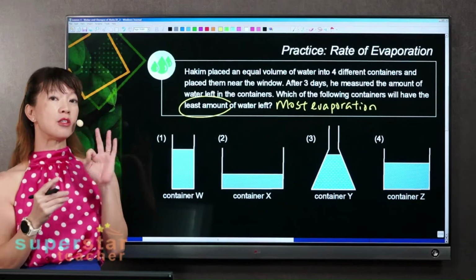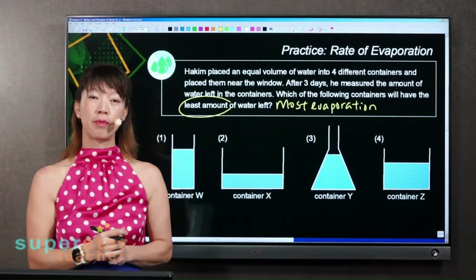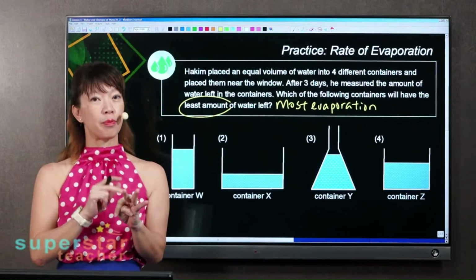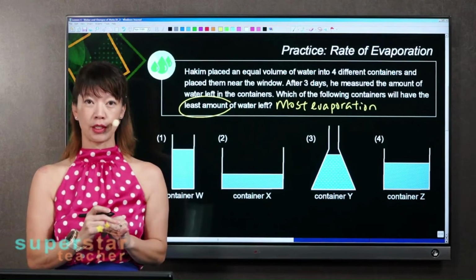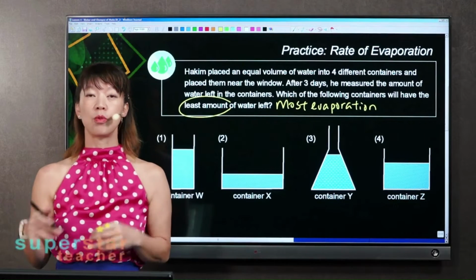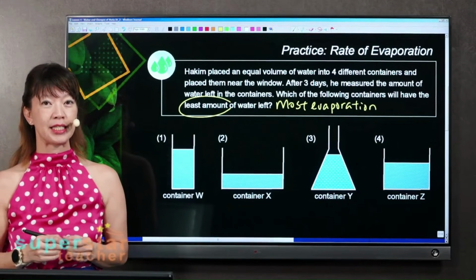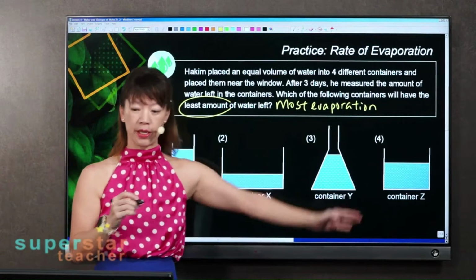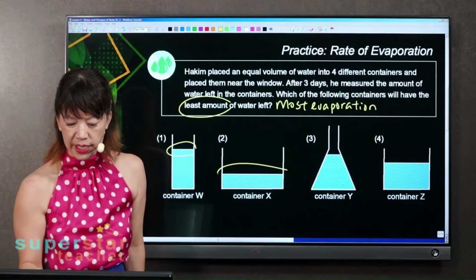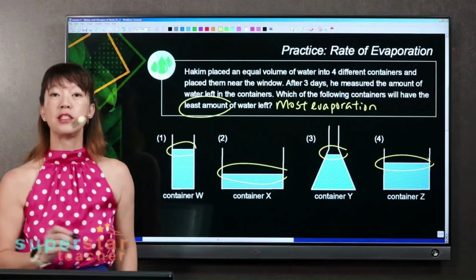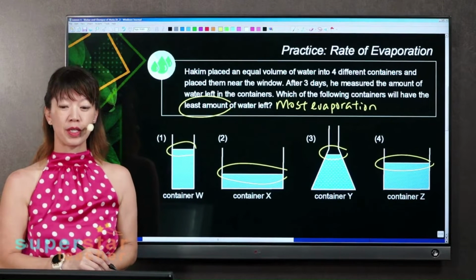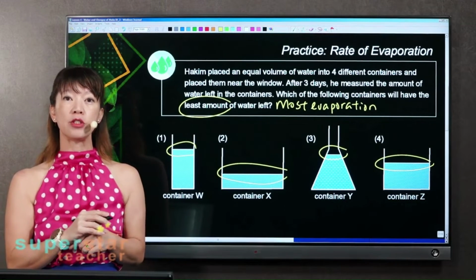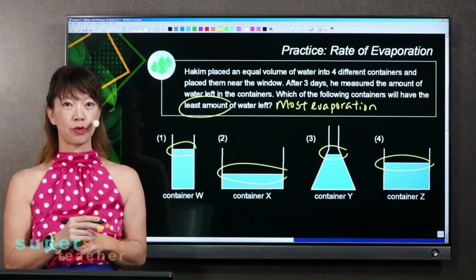Okay, if you remember the 3 factors that affect the rate of evaporation, WET, so W is presence of wind, E is exposed surface area, and T is temperature, correct? Okay, so in this question, which factor are we analyzing? You're right. Okay, we are analyzing the exposed surface area. As you can see, each of these containers has a different exposed surface area. Okay, so for the most evaporation to take place, we need the container to have the largest exposed surface area.